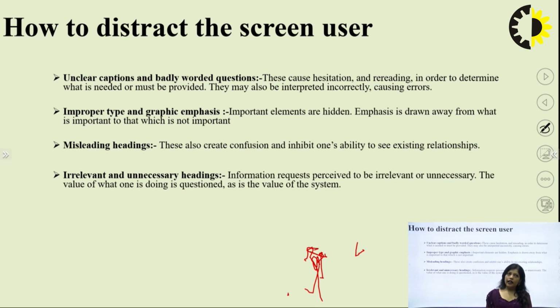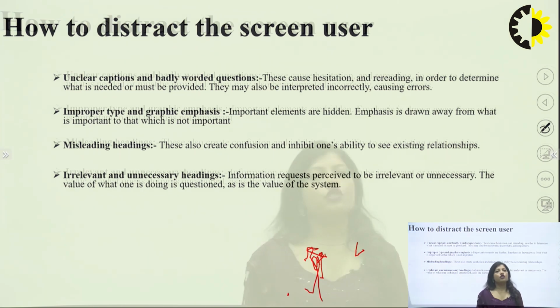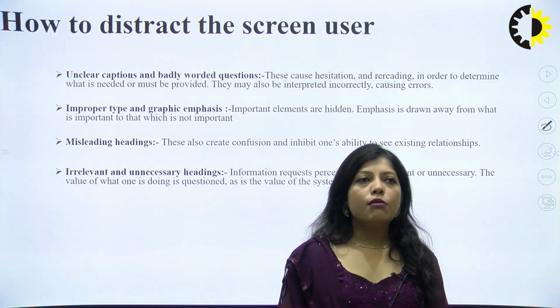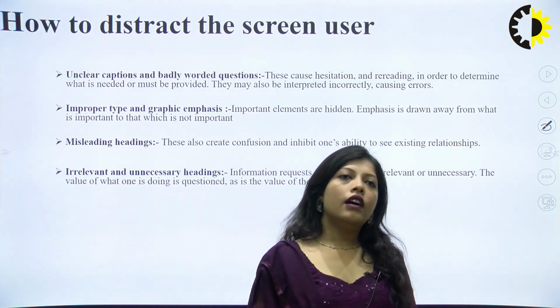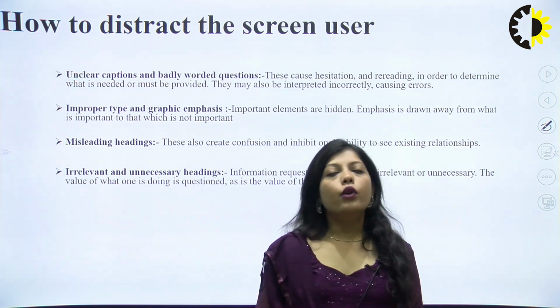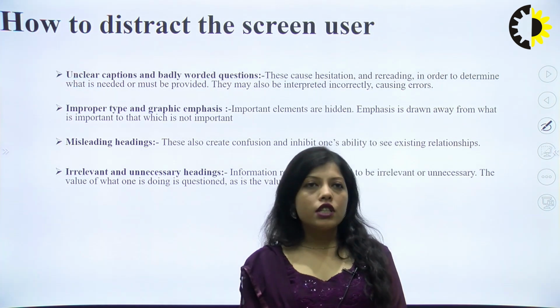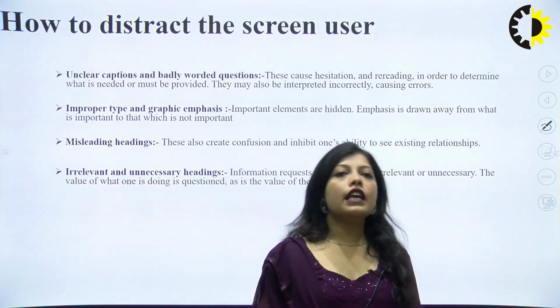Next is misleading heading. Misleading heading means if you are using any website, and the heading is misleading, you are not going in the right direction. So through these headings the user can be misled. Through misleading, the user can also be distracted. These also create confusion and inhibit one's ability to see existing relationships. So through the misleading, the user can go in a wrong direction. By going in the wrong direction, they also create some confusion, and they also question one's ability to see existing relationships.